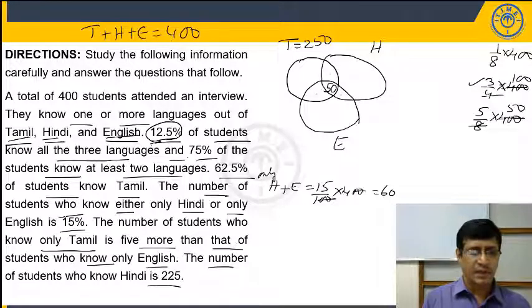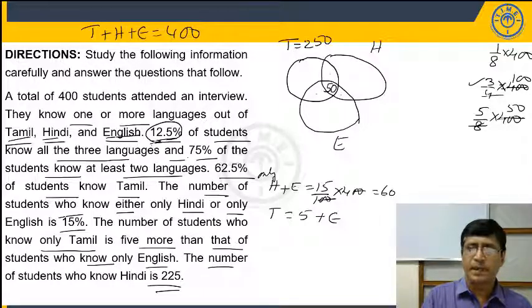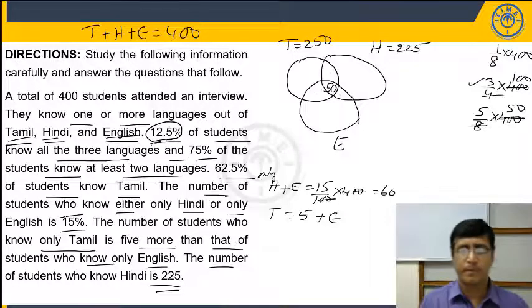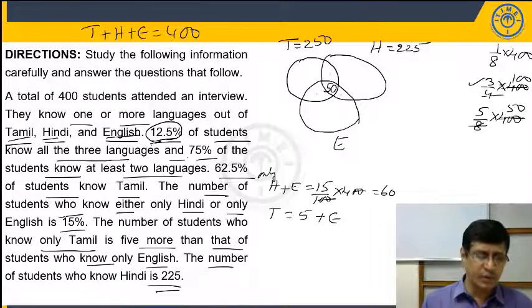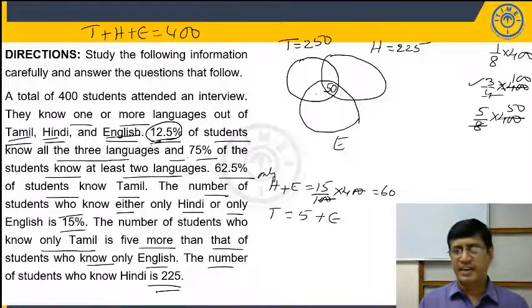Only Tamil is 5 more than the number of students who know only English. The number of students who know Hindi is 225. Hindi is also given here, 225. Now based on this information, we need to fill the data here.